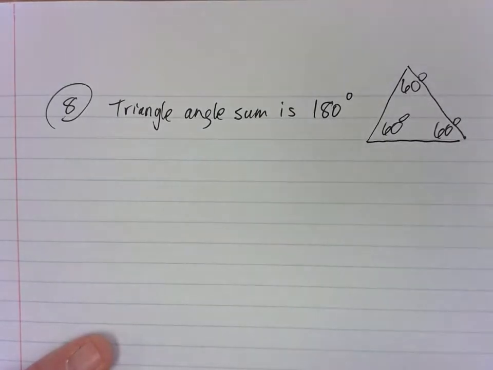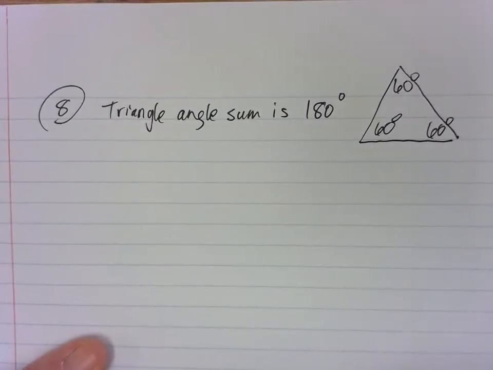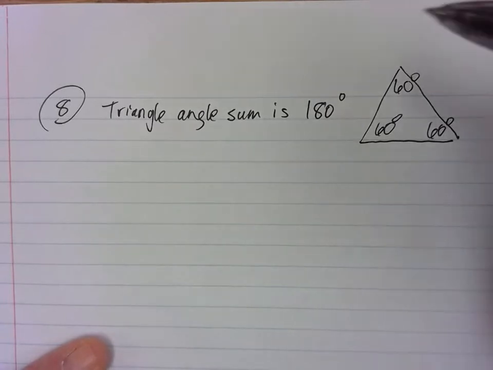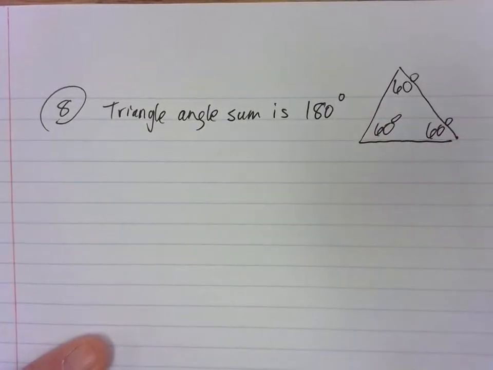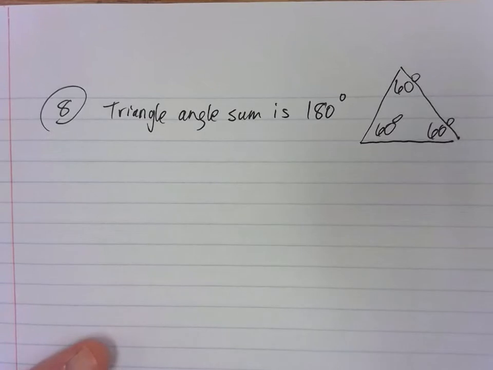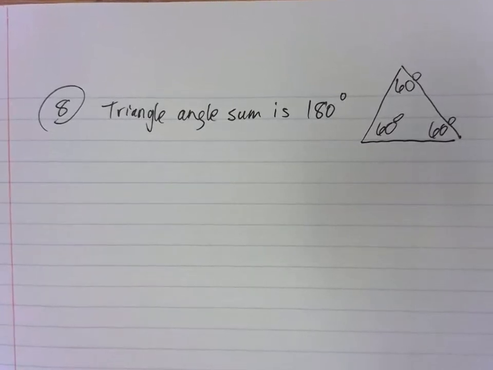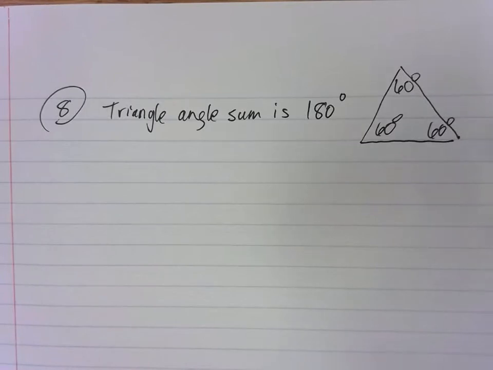That's because a triangle is half of a square. Remember, a square would be 90, 90, 90, 90, and that would be 360. So 360 divided by 2 is 180. A triangle is half of a square. Since a square has a sum of 360, the triangle has to be half of 360, which is 180.